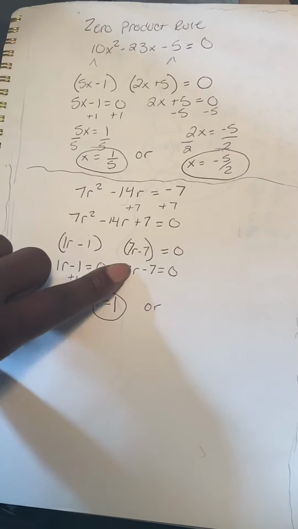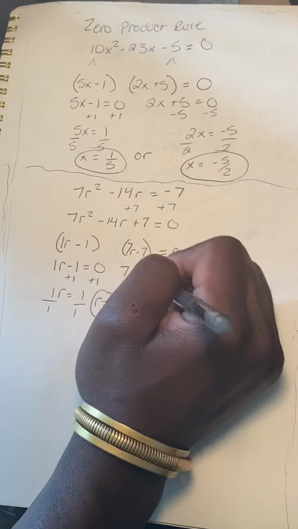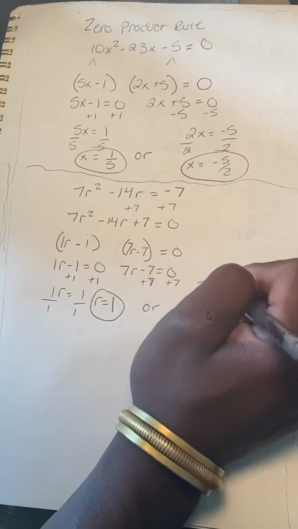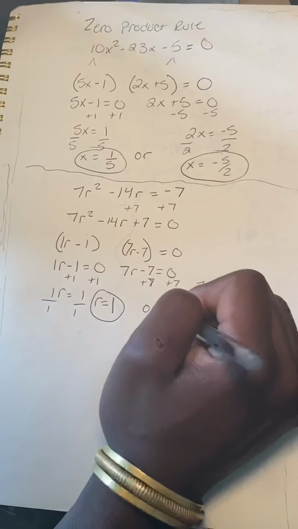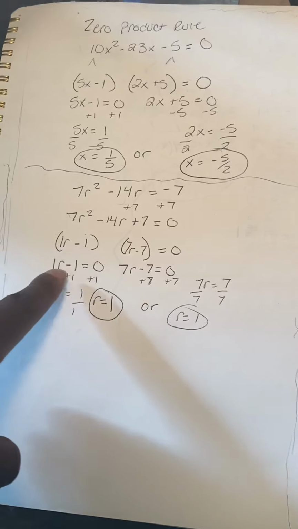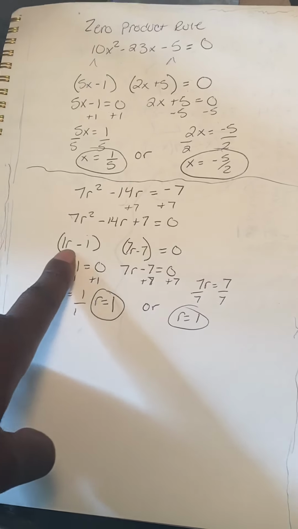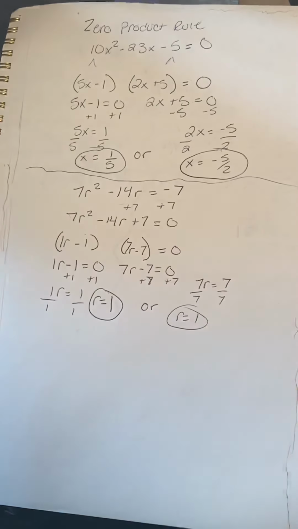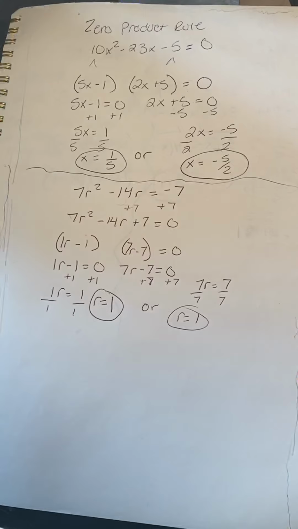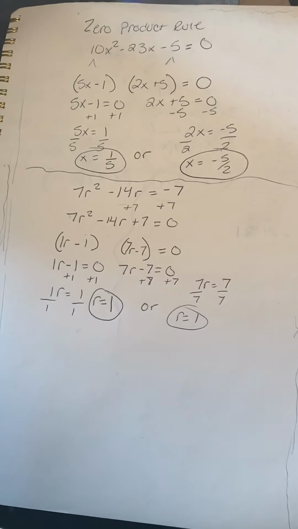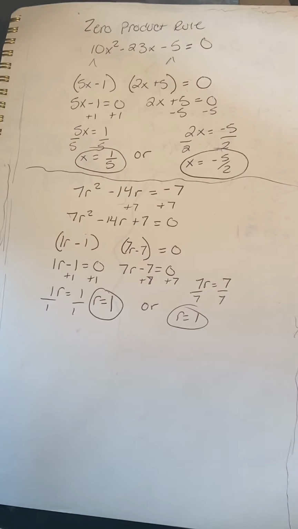Or let's solve the other one over here. I add 7 on both sides, and 7r is equal to 7, divided by 7 on both sides. r is equal to 1. So in this equation, my r would be equal to 1. That is the value of r. And this is how you use the zero product rule to solve or find solutions to factored polynomial expressions or equations. Thank you.